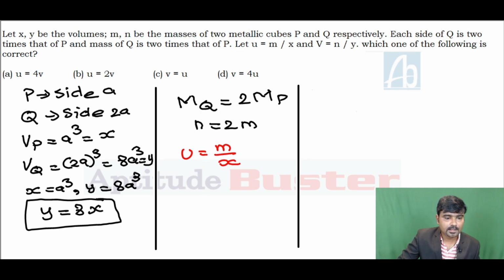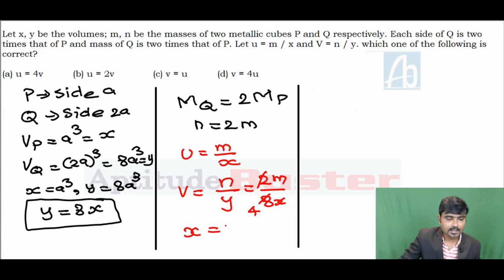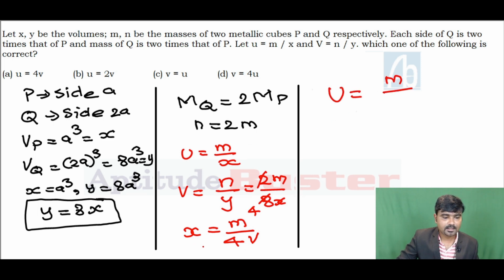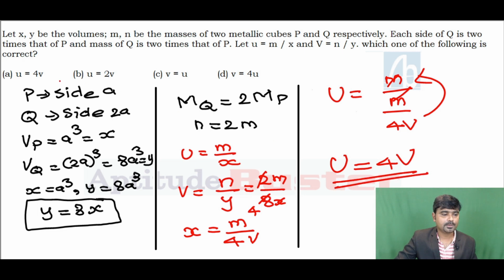Next, V equals N by Y. Instead of N, we can fill 2M. Instead of Y, you can write 8X. So 2 and 8 get cancelled, V equals M by 4X, so X is equal to M by 4V. Substitute in this equation: U equals M by, instead of X, M by 4V. Right? M gets cancelled. So U equals 4 times V. Answer for this question is U equals 4 times V.